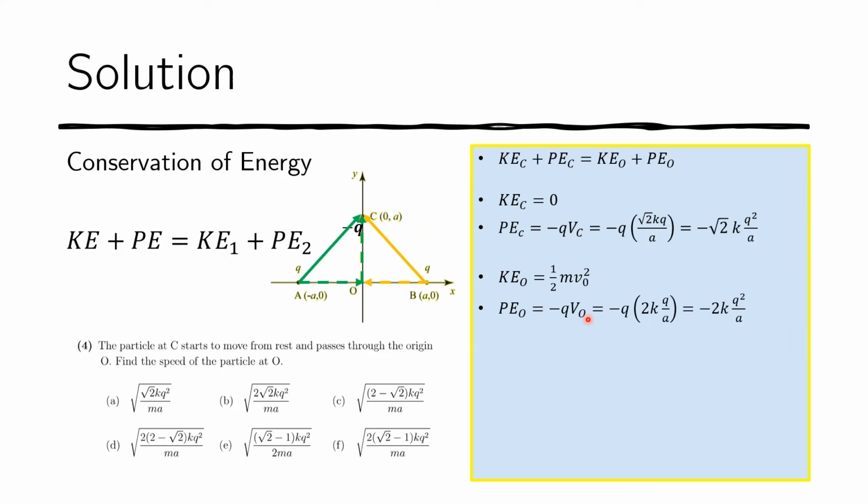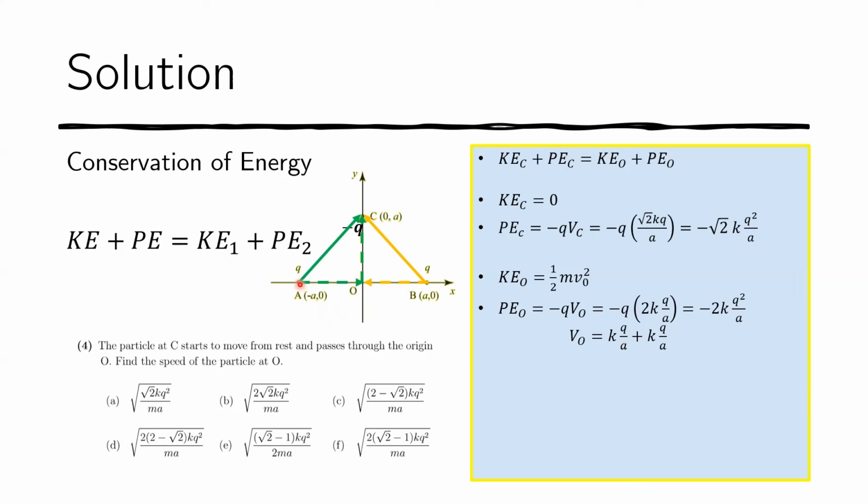And the potential energy, again, it's just negative Q, which is the charge, times the electric potential at O. And to get the electric potential, we just use what we used in question 2 of this problem. So you can look up that video. And it's just the sum of the potentials due to A and B. And that's just kQ over the distance.